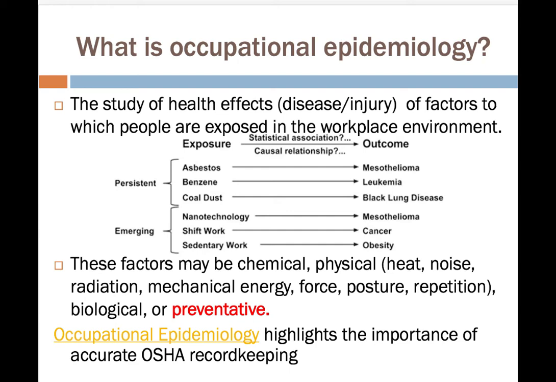And then some of our emerging trends that we're looking at are nanotechnology and some of the effects of tiny particles getting into the bloodstream or deep in the lungs, the effects of shift work and cancer, the effects of sedentary work and obesity. So there are different types of factors that you may not think about, such as chemical factors as well. Radiation, mechanical energy, force, posture, biological, and other factors may be preventative.